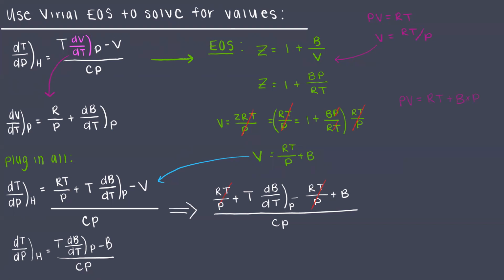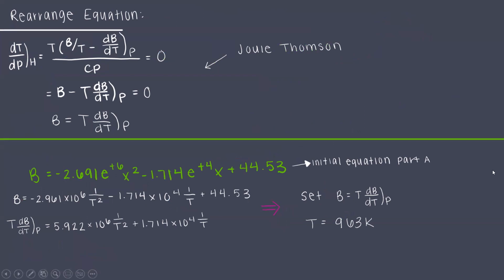Now plugging in everything that we have so far, we can cancel out RT over P, and we're left with (dT/dP) at constant H is equal to (T times (dB/dT) at constant P minus B) over Cp. We can rearrange the equation to get (dT/dP) at constant H is equal to (T times dB/dT at constant P minus B) over Cp, which is equal to 0.